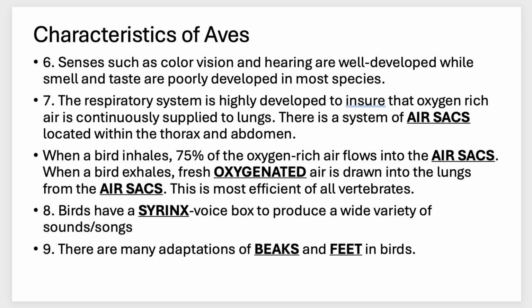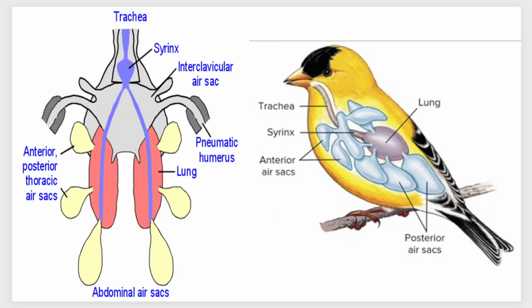Birds have a voice box to produce a wide variety of sounds or songs, which is how they can actually tell species apart, mating calls, courtship displays, things like that. There are many adaptations of beaks and feet that we will look at as well. This is what those air sacs look like surrounding the lungs. So they're able to bring air into the air sac, so as they breathe, then that air can go into the lungs continuously, which is pretty cool.